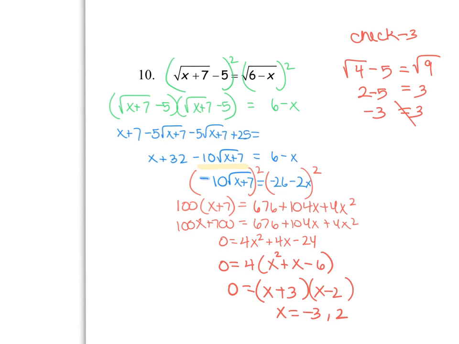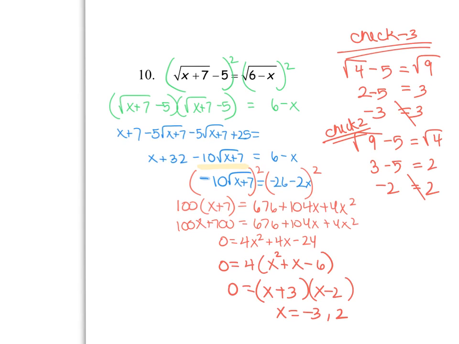And then when you check, what was the other one? 2. When you plug in 2, you get 2 plus 7 is 9. 3 minus 5 is negative 2. On the other side, when you plug in 2, you get the square root of 4, which is a positive 2. So actually, which is a bummer, none of these work. So after all that, neither one of them work. And this answer would be a no solution, which is kind of sad after all that work.